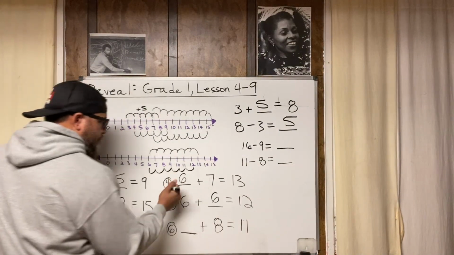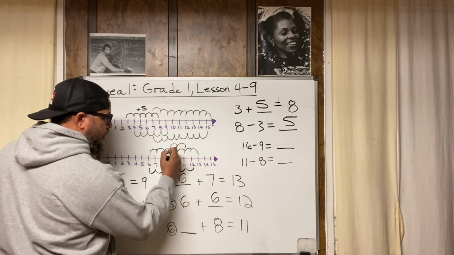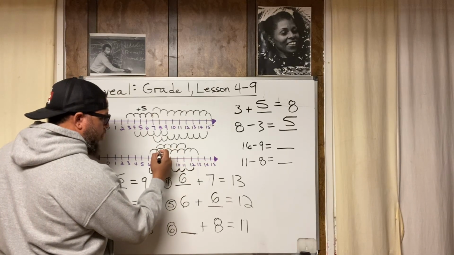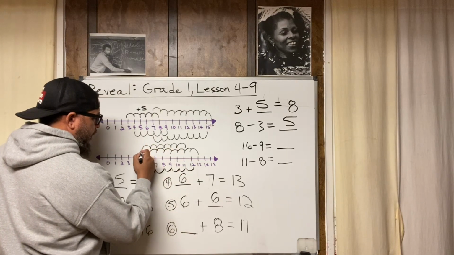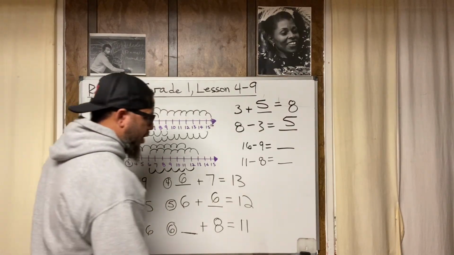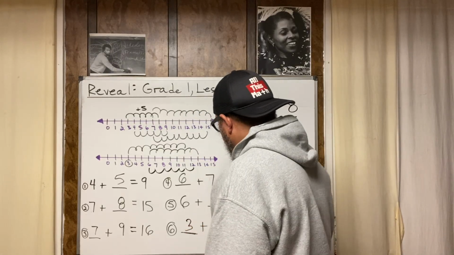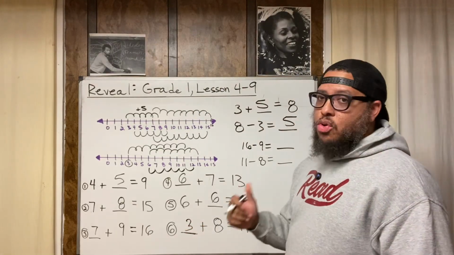So let's do this. Let's start at 11 and go 8 spaces to the left. 1, 2, 3, 4, 5, 6, 7, 8, and end up at 3. 11 minus 8 is 3. And that means that 3 plus 8 is 11. So these are unknown addend problems.